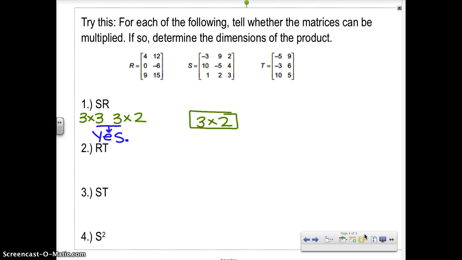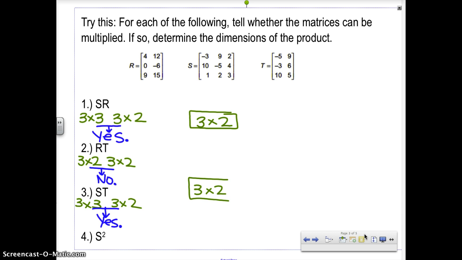Okay, let's check number 2. Number 2, R has dimensions 3 by 2. T has dimensions 3 by 2. Even though these matrices are the same size, this 2 and this 3 right here tell us no. ST, okay? ST, S is 3 by 3. T is 3 by 2. The 3's match. This is a yes. And as a result, the dimensions are going to be 3 by 2.